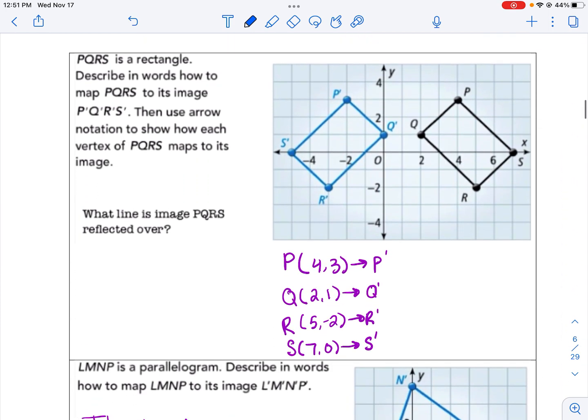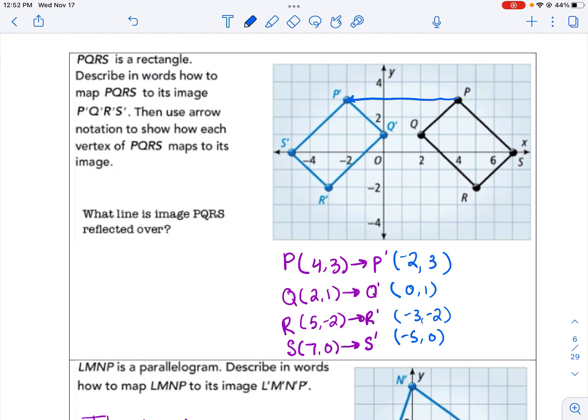So here, let's use arrow notation and give the coordinates. So P reflects to P prime, which is the point -2, 3. Q reflects to Q prime, which is the point 0, 1. R reflects to R prime, which is the point -3, -2. And S reflects to the point S prime, which is the point -5, 0.